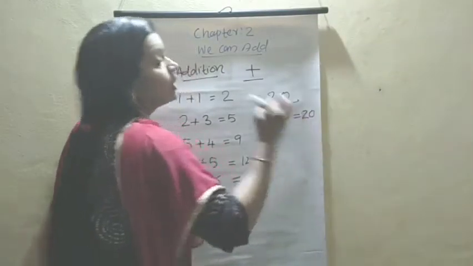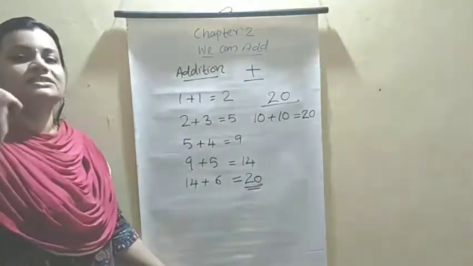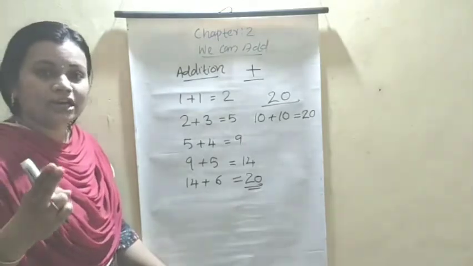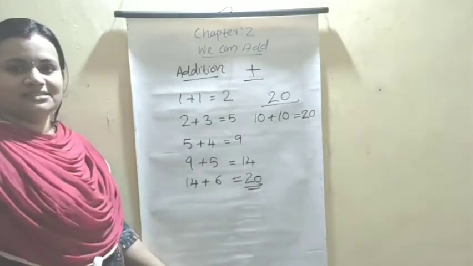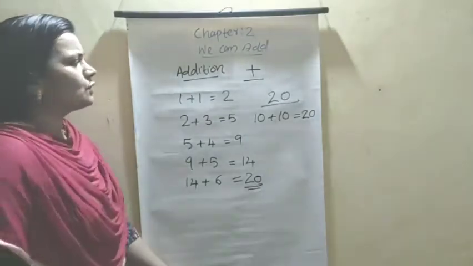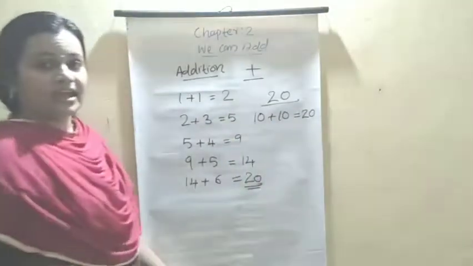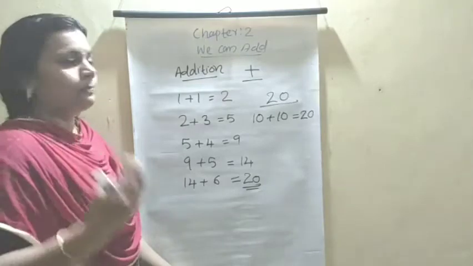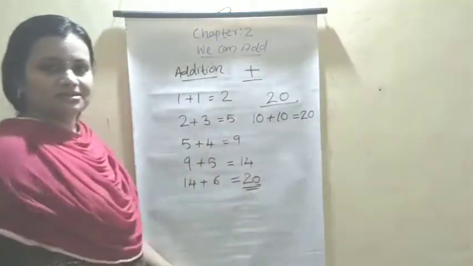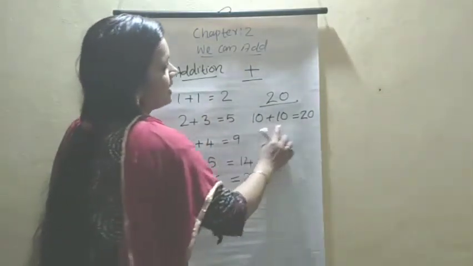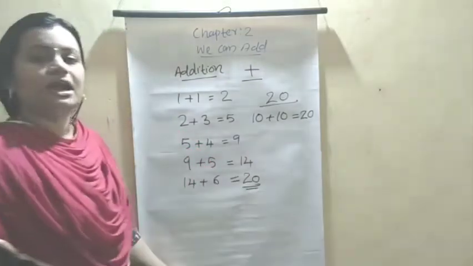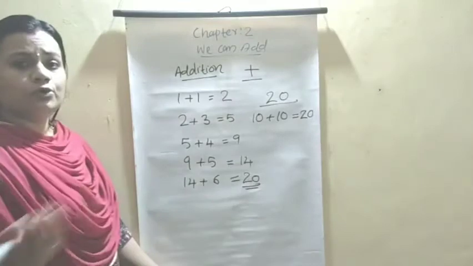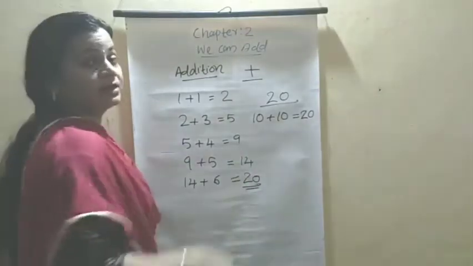You have two 10 rupee notes. What is the total amount? 20 rupees. Understood? Then how do we write this 20 in different ways? You make pairs. To make 20, make pairs. The first pair I wrote is 10 plus 10 equal to 20.